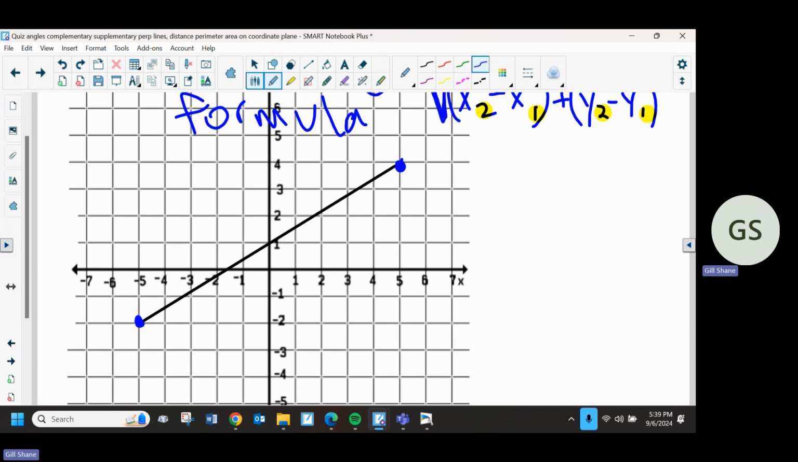So my X would be -5, and then my Y would be -2, like I just showed. If you need to go back to that, you can see that.